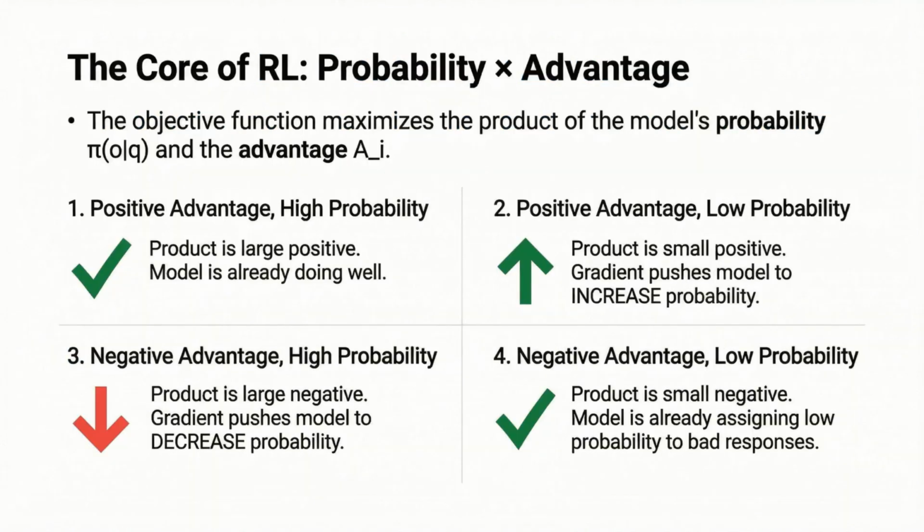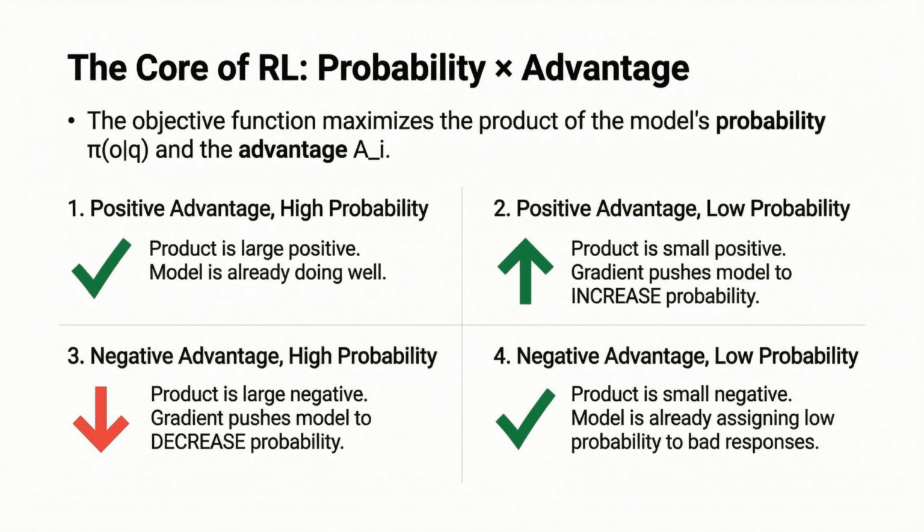Now, let us get to the core of reinforcement learning. What is the fundamental principle that drives the model's learning? It is the product of probability and advantage. The gradient of the policy is proportional to the probability of an action multiplied by its advantage. So what happens in these 4 scenarios?